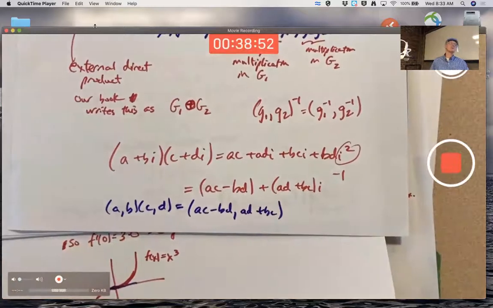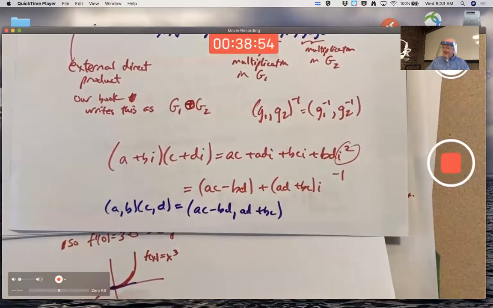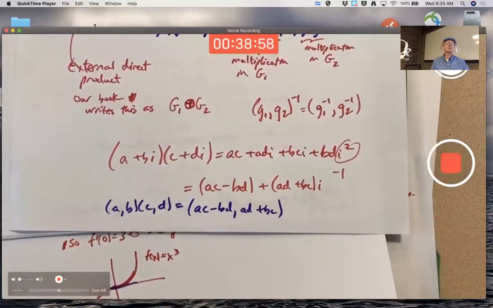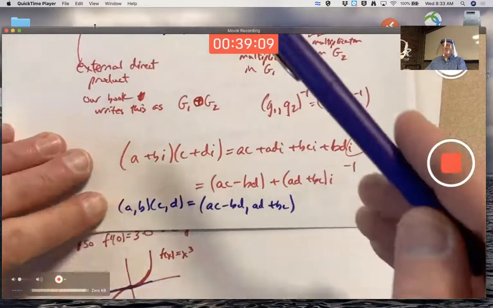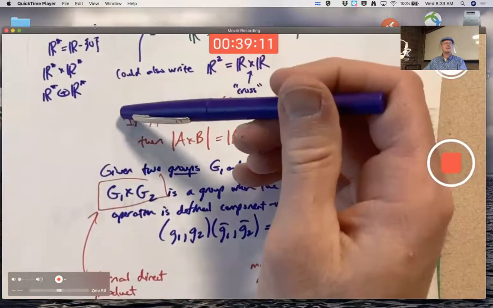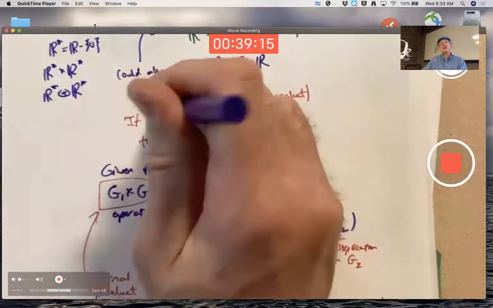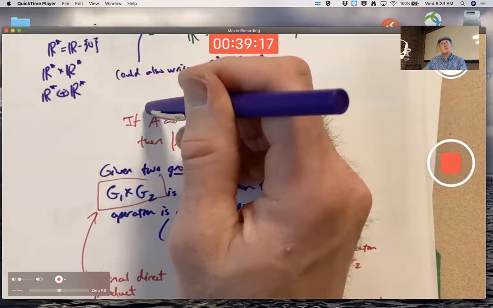That's not component-wise multiplication. That's not ac there and bd there. It's a more complicated kind of multiplication, but it is a multiplication. That is the true multiplication that is done in C star. So you'd probably suspect because of that, this might not be isomorphic to C star. No, this is not necessarily isomorphic to C star as a group.